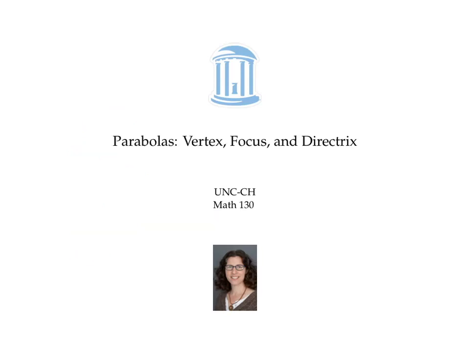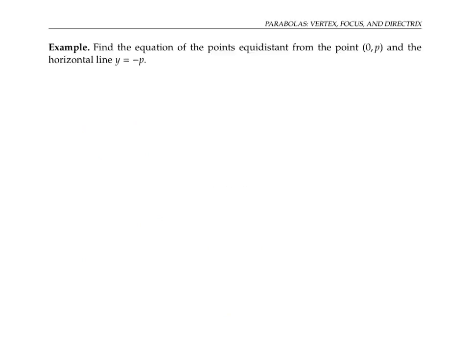This video describes some of the features of a parabola, its vertex, focus, and direction. I want to start by finding the equation of all points that are equidistant, the same distance, from a point (0, p) on the y-axis and the horizontal line y equals negative p. I'm assuming here that p is positive for starters.